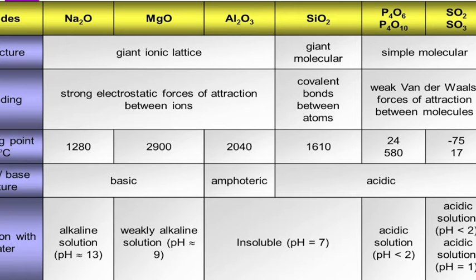And what is the nature of their oxides? Between sodium and magnesium, the oxide is alkaline. And aluminium exists as an amphoteric oxide. That means it has both acidic and basic properties. And between silicon and chlorine, the oxides are acidic.